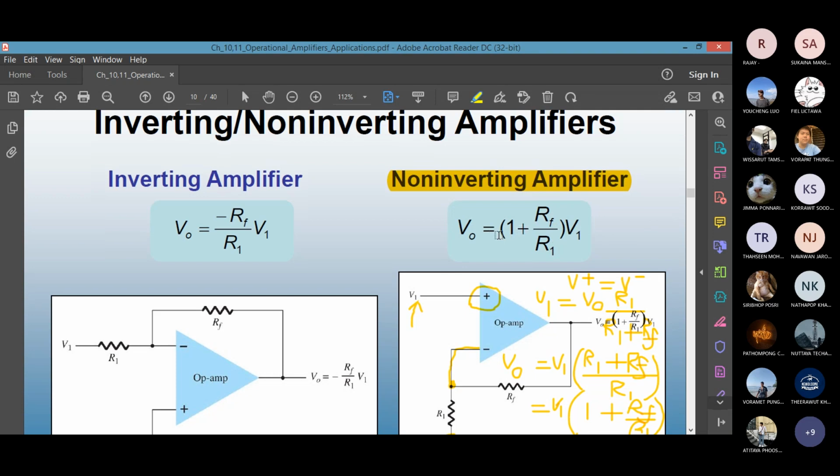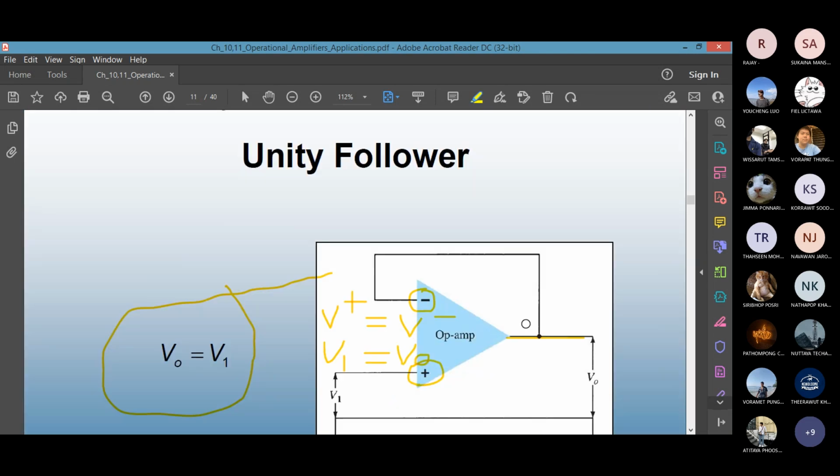But you see, for the non-inverting op-amp, what is V out? It is V1 times something else: 1 plus RF over R1. If you want to make V out exactly as V1, the ratio of RF over R1 has to equal 0, which is impossible. It can be 1, it can be more than 1, it can be less than 1, but it cannot be 0. So that's why you have a unity follower.